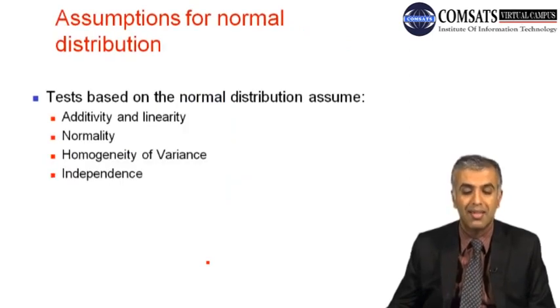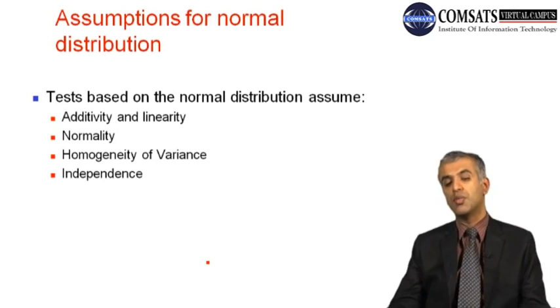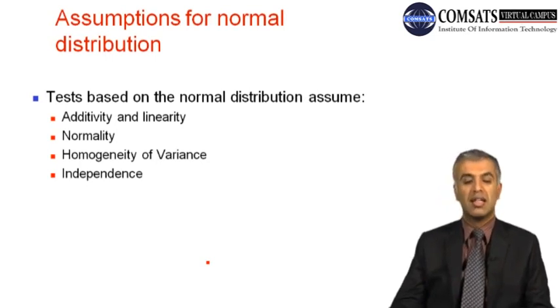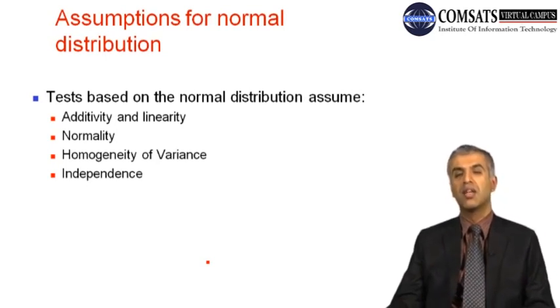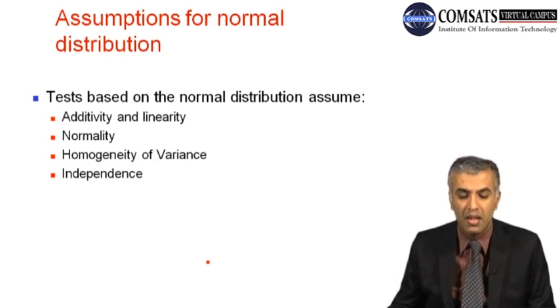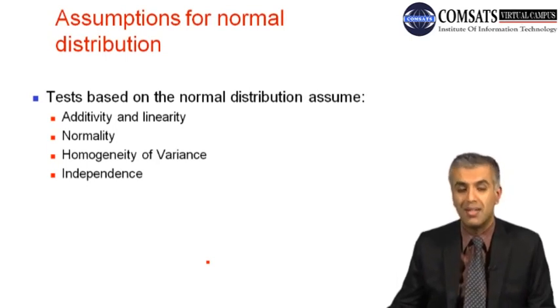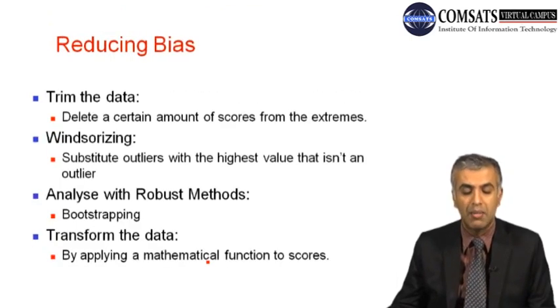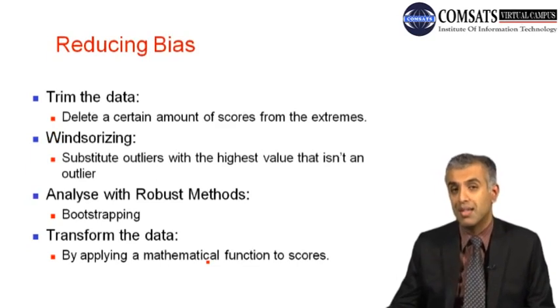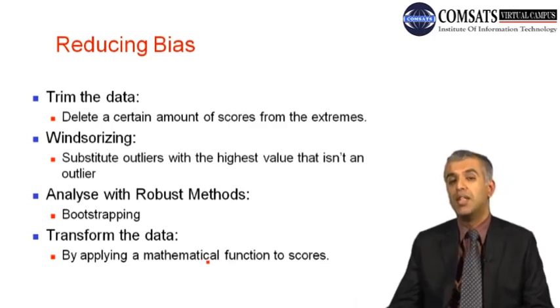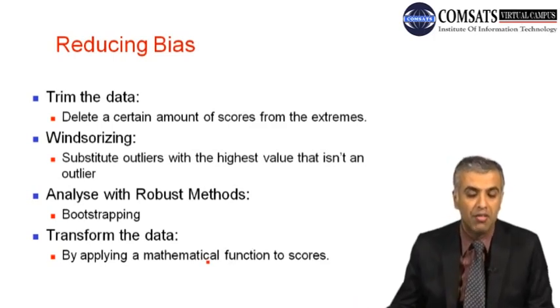Based on that, what are the assumptions for normal distribution which should be strictly followed? We discussed additivity, linearity, normality, homogeneity of variance, and independence of errors. How we have to test these assumptions was discussed in detail, but while we are assessing these assumptions, it is important that we reduce the bias. So what are the steps which can be taken to reduce such kind of bias?